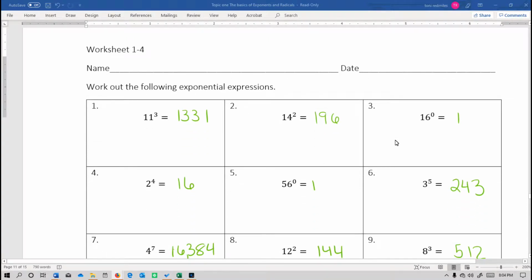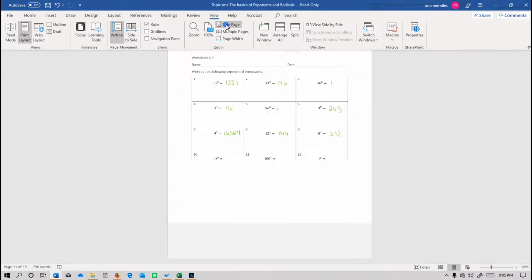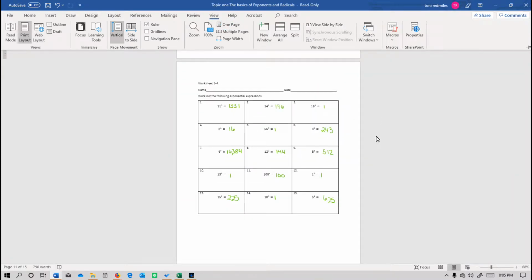Alright, this video is for discovering exponents and polynomials, and it's for worksheet 1-4. Let me go ahead and zoom this so that you can see the whole worksheet in one view.